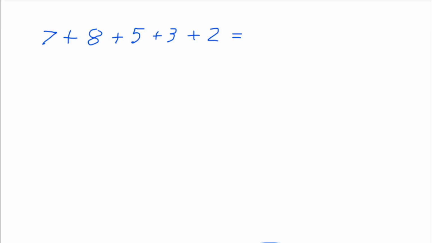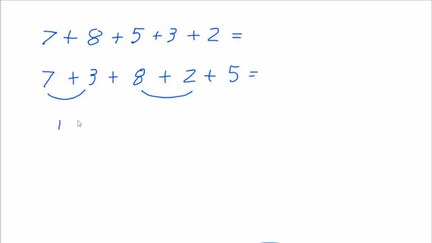Hi there. When you're adding a whole series of numbers, rearranging them and gathering up the bits that make 10 makes sense. I'll just rearrange these numbers. So now that I've rearranged them, I've got a 7 and a 3 that make a 10, an 8 and a 2 that make a 10, and a 5. So I've really got a 10 plus a 10 plus a 5.